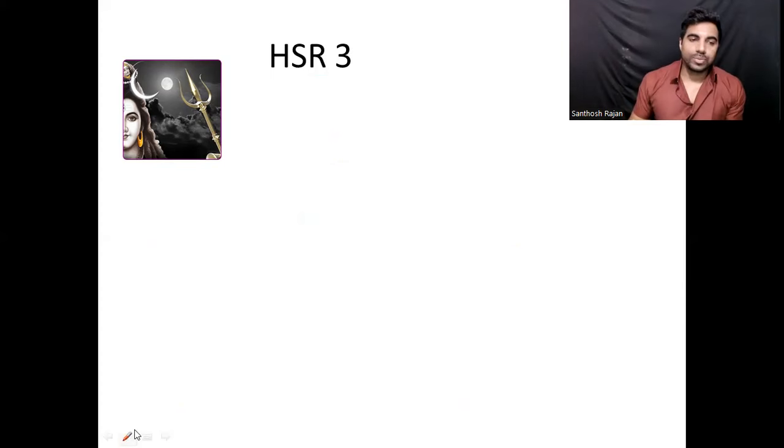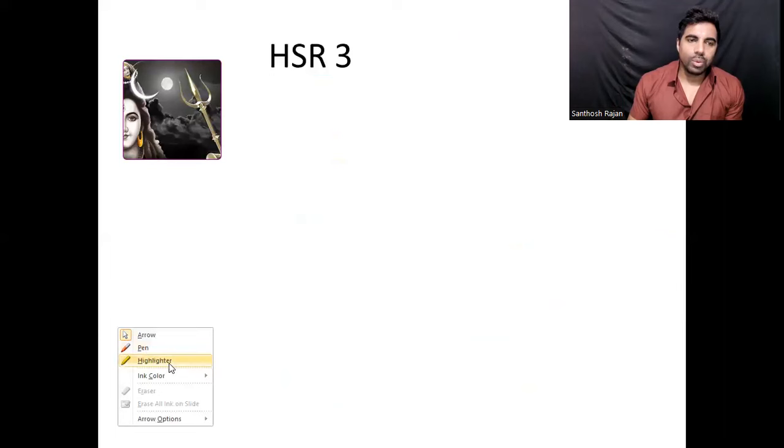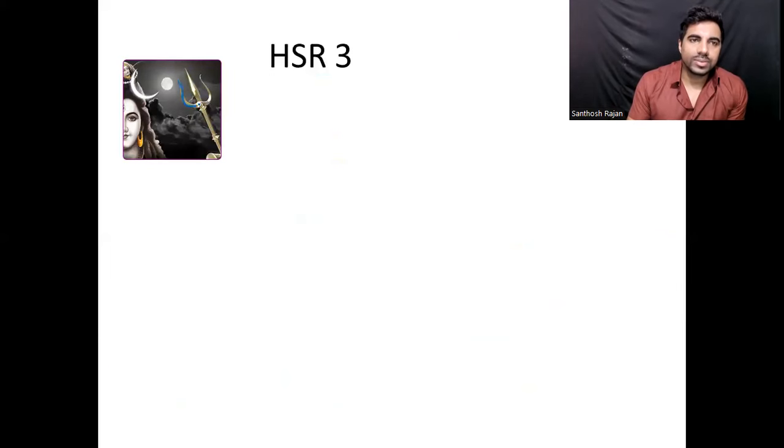Now, hypersensitivity reaction 3. Okay, why did I make this picture? Look at this trident. It's sharp, right? It's Lord Shiva's instrument. So this is sharp. So the shortcut for this is Lord Shiva having a sharp instrument.